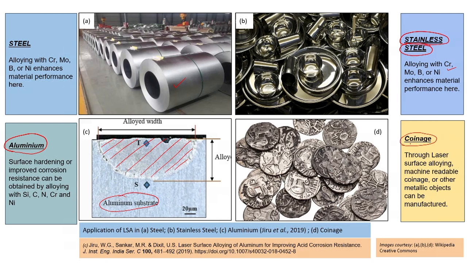Coinage: by applying the laser in surface alloying of coinage, we can make the coinage machine readable, and other metallic objects can also be manufactured.